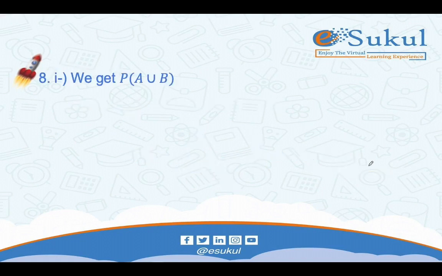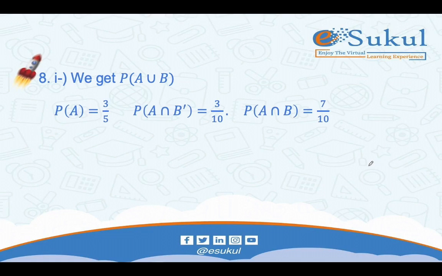Lastly, in question 8, we have probabilities. The first task: we have two events, A and B, and we have to get P of B. But to get P of B, we remind ourselves here that the P of A union B was given.